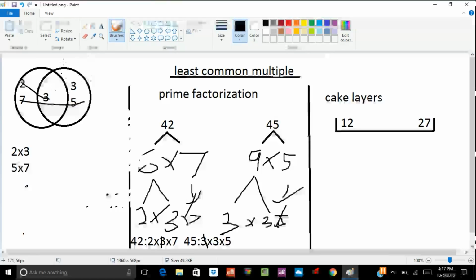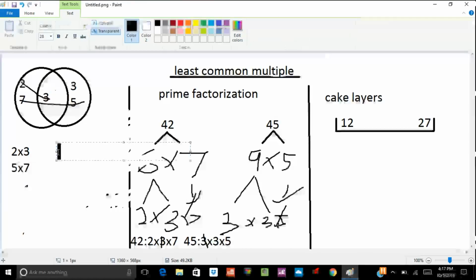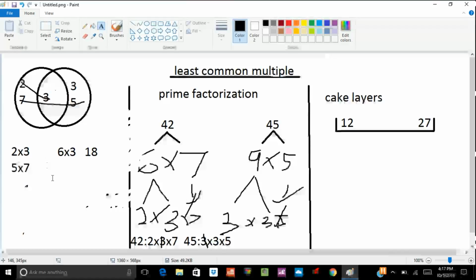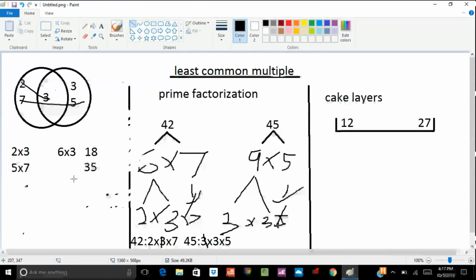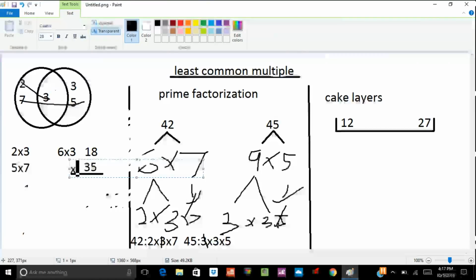Now we have 3 here. So if I do 2 times 3, it equals 6. And if I multiply it by 3 again, 18. Now 5 times 7 is 35. So I need to put 35 here, and draw a little line right here. You don't need to be all organized like me.